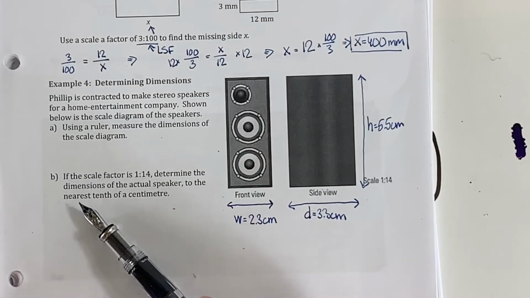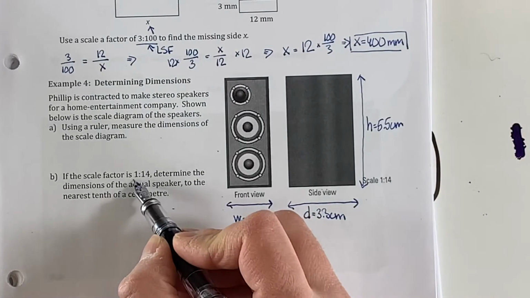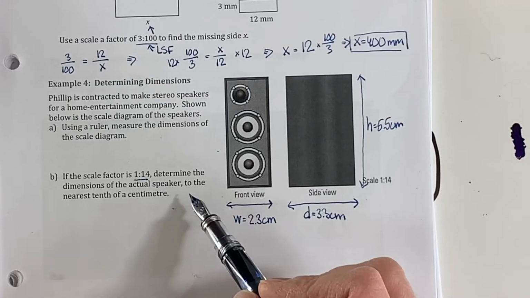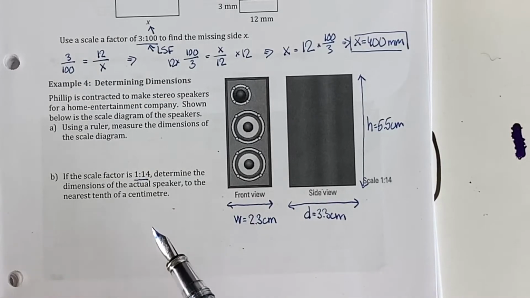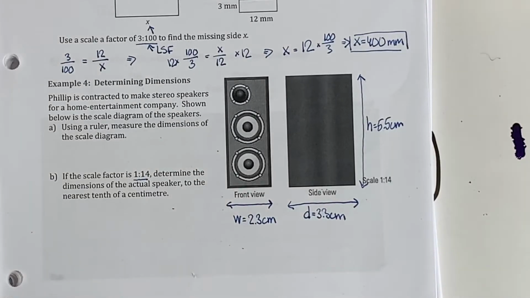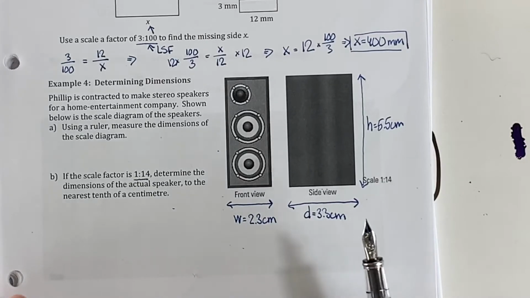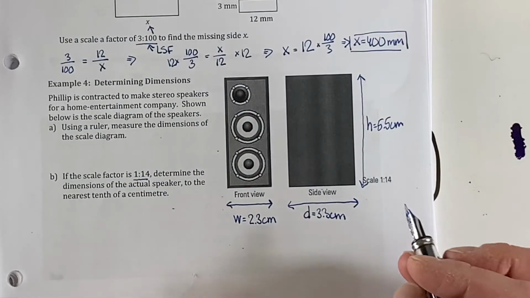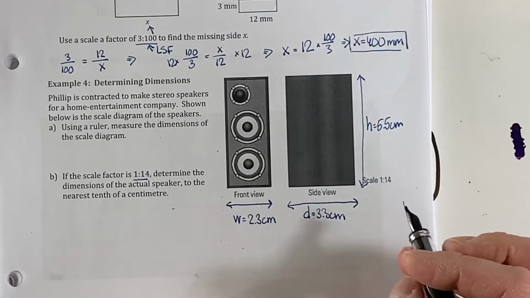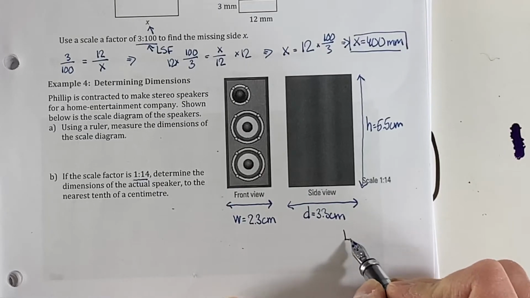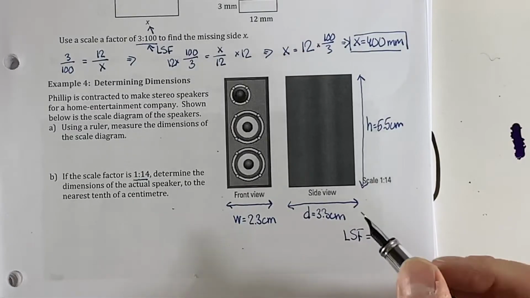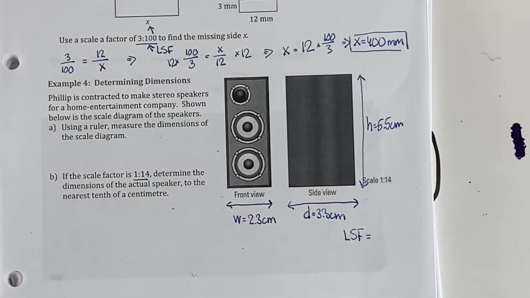In B, if the scale factor is 1 to 14, determine the dimensions of the actual speaker to the nearest tenth of a centimeter. Okay, so we need to do three calculations here: for the width, the depth, and the height. And for all of them, we're going to be using the same formula we used in the previous examples. I'm just going to write it down on the side here. LSF is new over old.